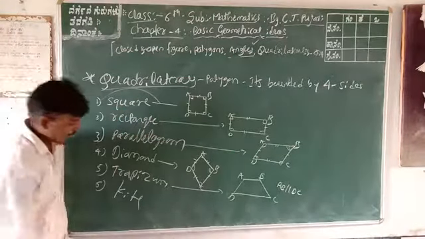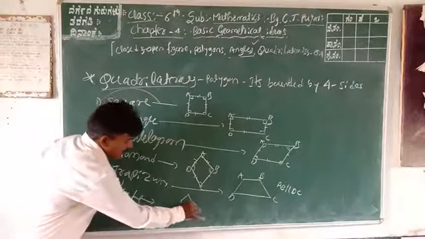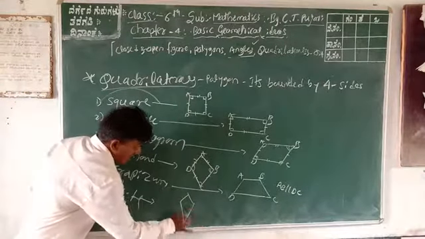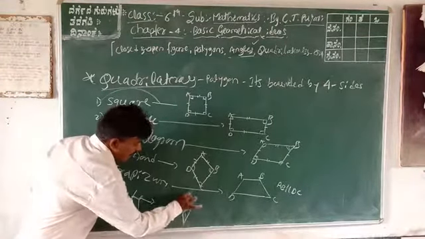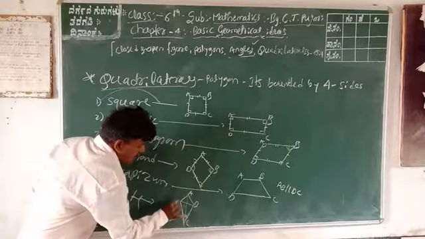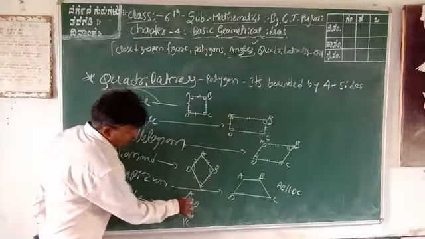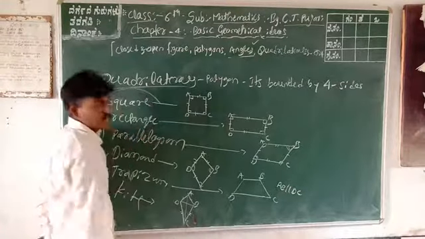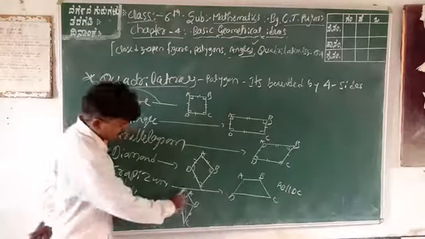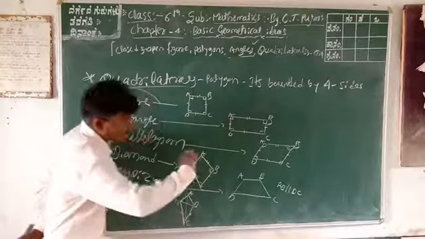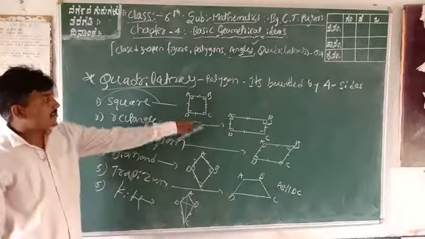What about next? Kite. This is the kite ABCD. What are the characteristics of a kite? In a kite, only two pairs of corresponding sides are equal. These two are equal and these two sides are equal. These all are types of quadrilaterals.